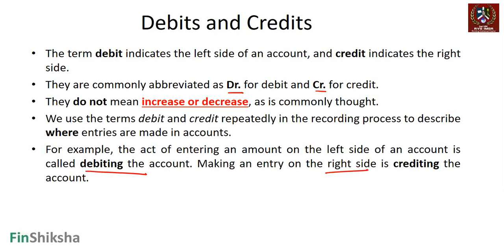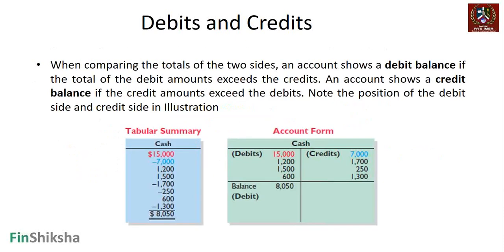So that's about debit and credit. Let's try and understand how it works. Now, when comparing the totals of the two sides, an account shows a debit balance if the total of the debit amounts exceeds the credit. An account shows a credit balance if the credit amount exceeds the debits, right? So the balance is put at the end. Just take an example. We're looking at a cash account, right? Cash is an asset, and we'll see how increases and decreases work.